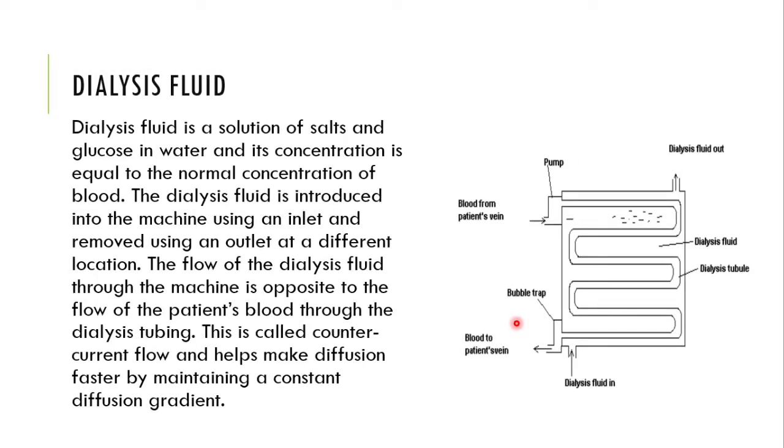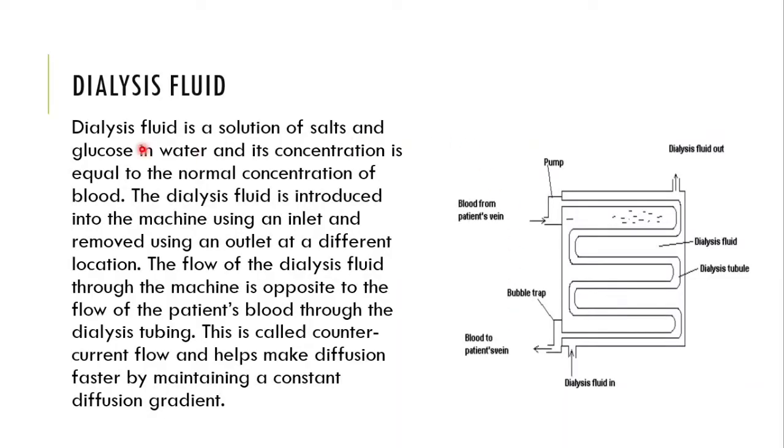So we've looked at the characteristics of the dialysis tube. We said it's long and coiled. Why? To increase the surface area for diffusion. And we've also looked at another characteristic, which is that it is thin, and it's selectively permeable. Those are the characteristics of the dialysis tube. Now let's look at the dialysis fluid.